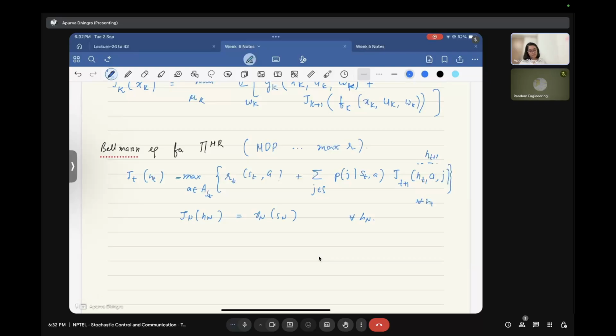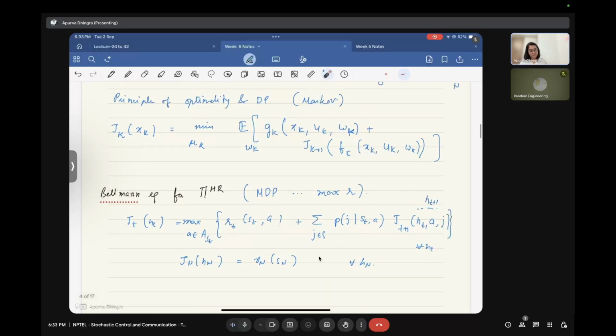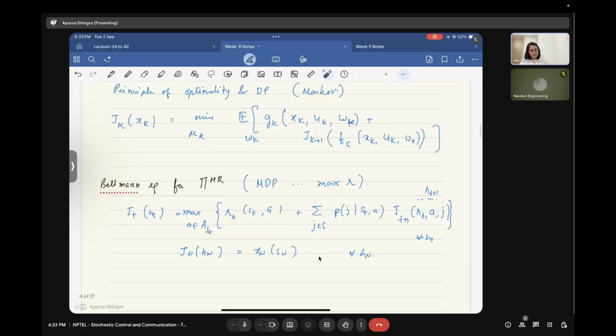So notice what is happening here. There's the stage-wise cost, just like a stage-wise cost was present in the Markov version. That is fine. And then on top of that, there is this component also.